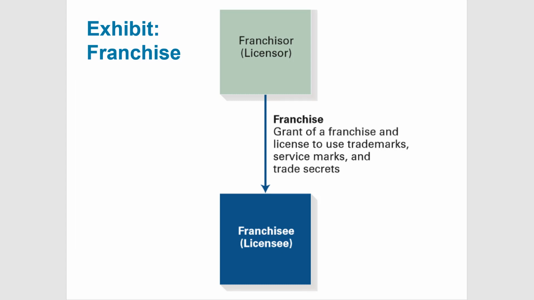The franchisor, also sometimes called a licensor, grants the use of a franchise and license to use trademarks, service marks, and trade secrets to the franchisee. So if I want to open up a McDonald's franchise, I have to get permission from McDonald's corporate in order to open that franchise. Then I am able to use the McDonald's Golden Arches logo. I'm able to use their trademarks, names like Big Mac and all that, sell McDonald's products, all under the umbrella and the name and the reputation of McDonald's while being an independent franchisee myself.